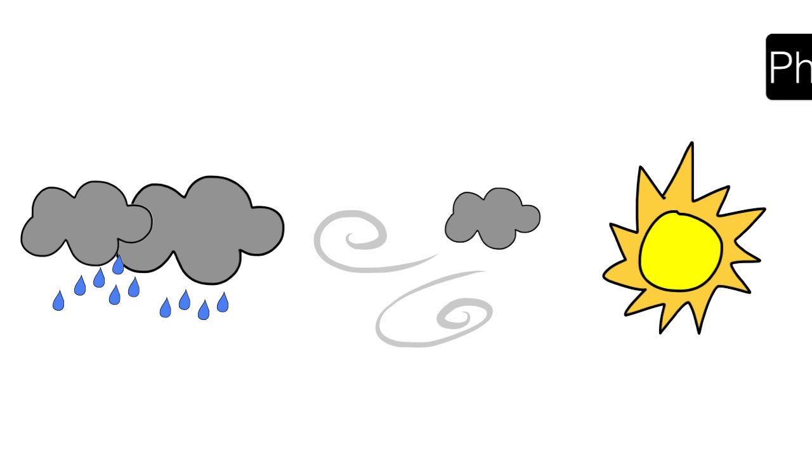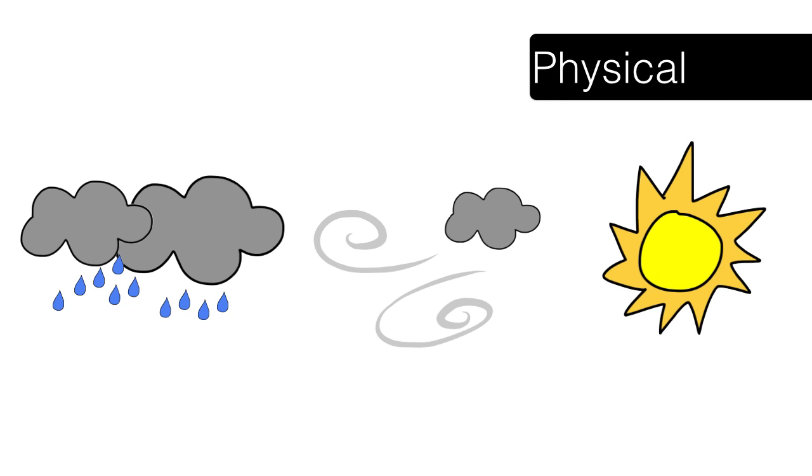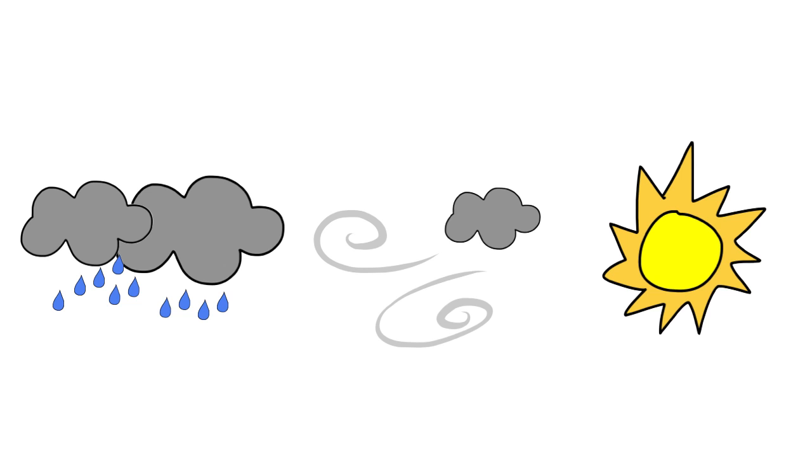All of these types of weathering are examples of physical weathering. Don't forget that weathering is a process that takes a long time to happen, sometimes even thousands of years.